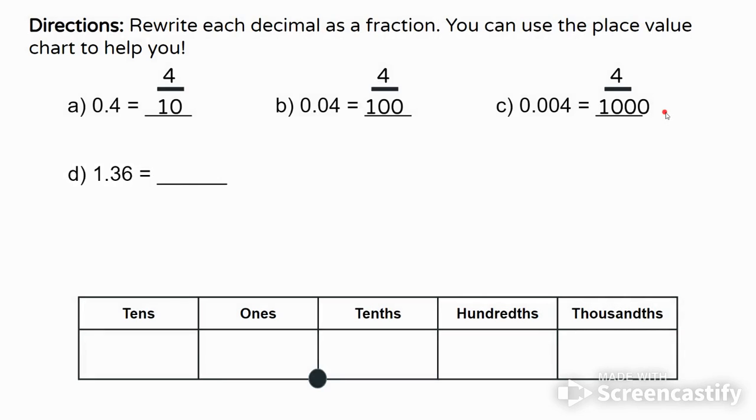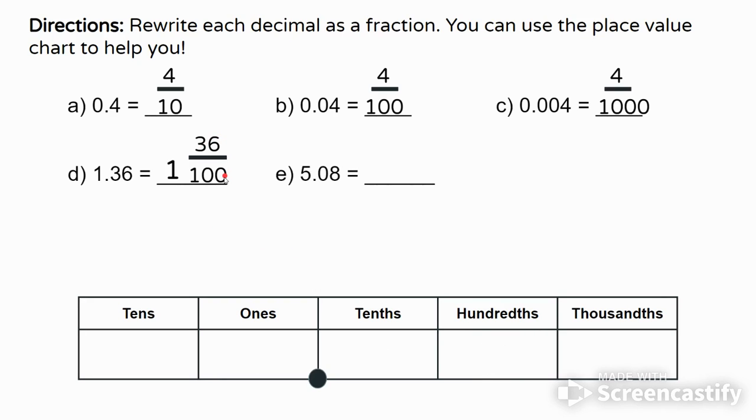Now we have 1 and 36 hundredths. To place this in the place value chart, we're going to put a 1 in the ones place, the 3 in the tenths, and the 6 in the hundredths. We notice here that our number is bigger than 1. We have a whole number. So this 1, which is in front of the decimal, is going to go in front of our fraction as our big whole number. After the decimal, we see the number 36, so we're going to place that on top as our numerator. The last digit 6 is in the hundredths place, so we're going to place 100 in the bottom as our denominator. We have 1 and 36 hundredths.